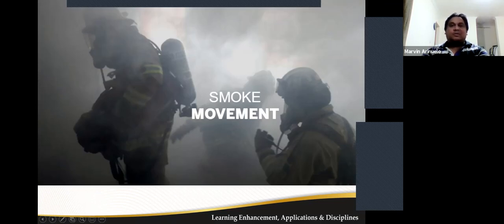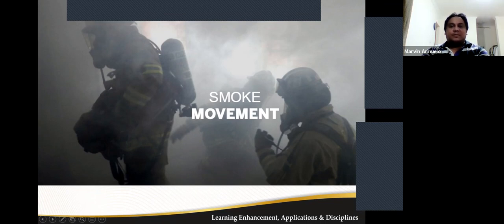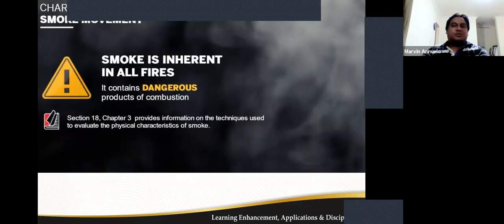Now let's talk about smoke movement. Smoke, as we know, is inherent in all fires and contains dangerous products of combustion that have a critical influence on the life safety of the occupants and might affect the property protection and operations by firefighters in the building. Section 18, Chapter 3 in the Fire Protection Handbook provides information on the techniques used to evaluate the physical characteristics of smoke and assess its movement through buildings.